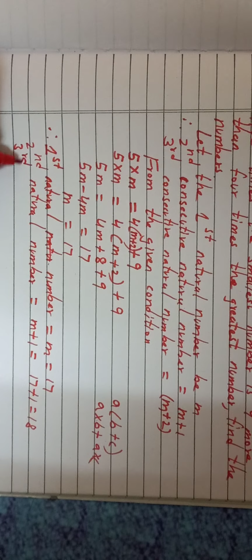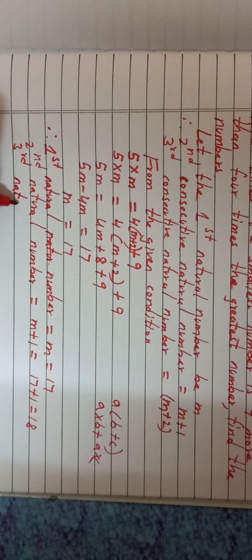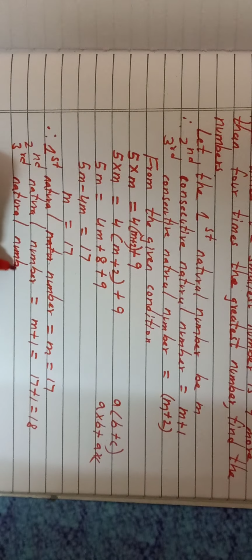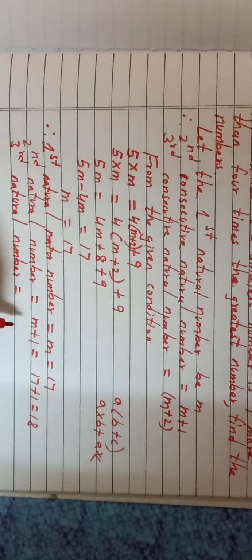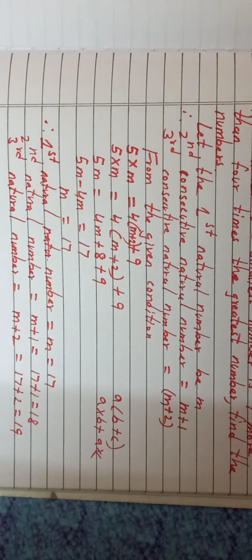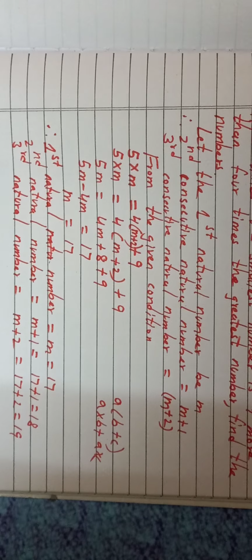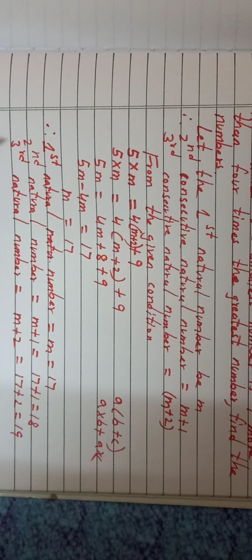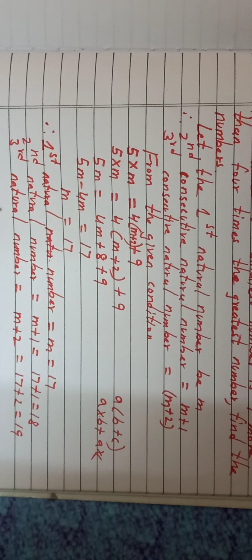And third natural number will be equal to m plus 2, which is equal to 17 plus 2 is equal to 19. This way you can write. Therefore, the numbers are 17, 18 and 19. So, we have got our three numbers, three consecutive natural numbers.